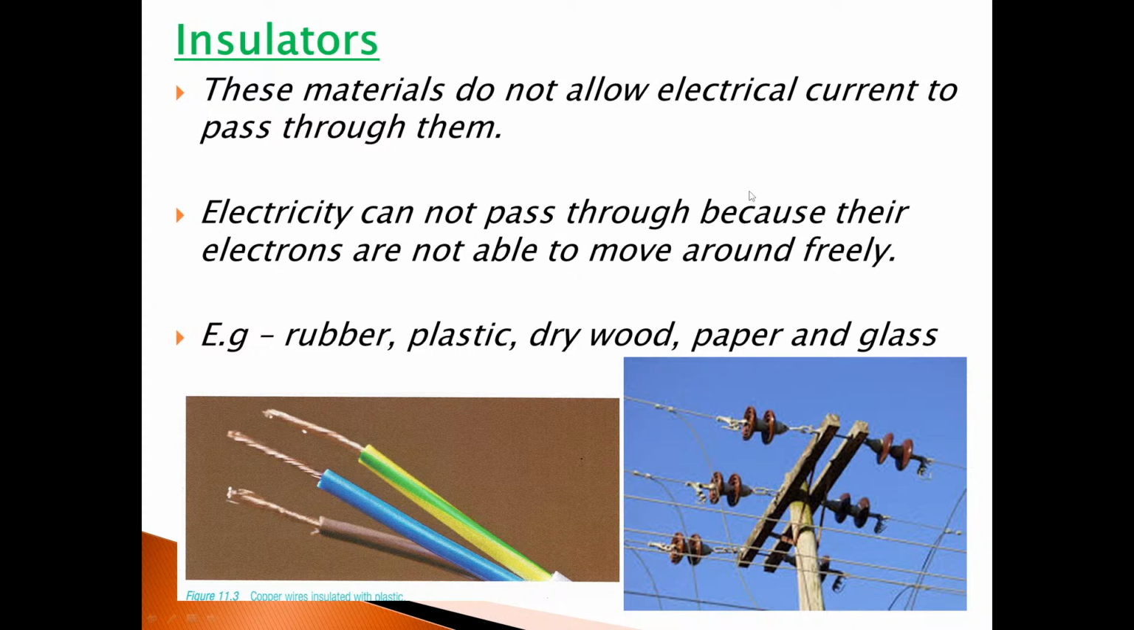Now, after looking at conductors, again, conductors are normally materials that allow electrical current to pass through. Right, so insulators, the total opposite. These materials do not allow electrical current to pass through them, and we have several reasons for this. Electricity cannot pass through because their electrons are not able to move around freely.